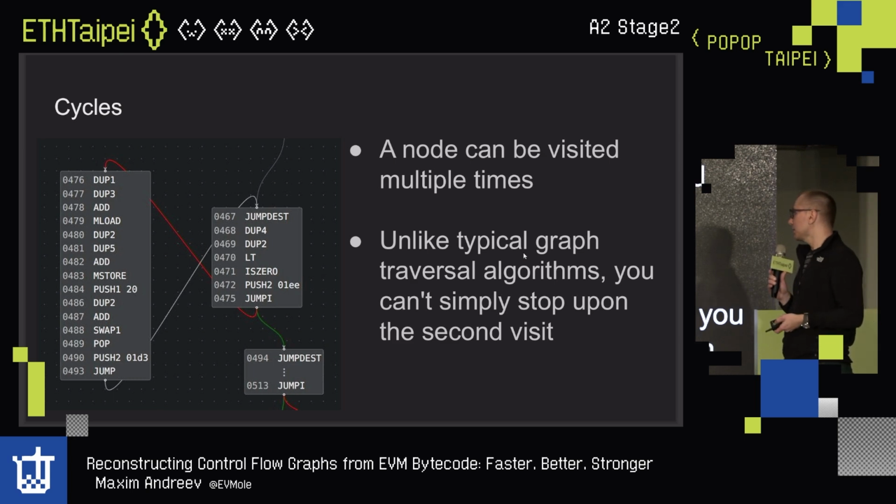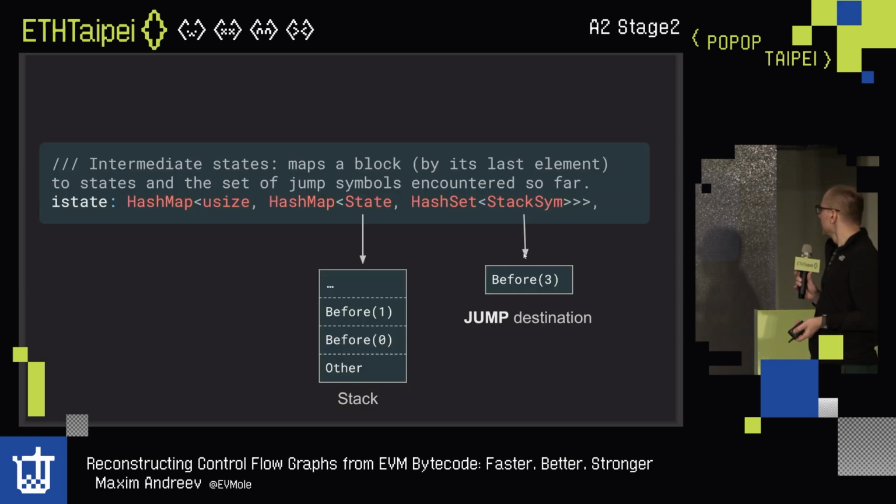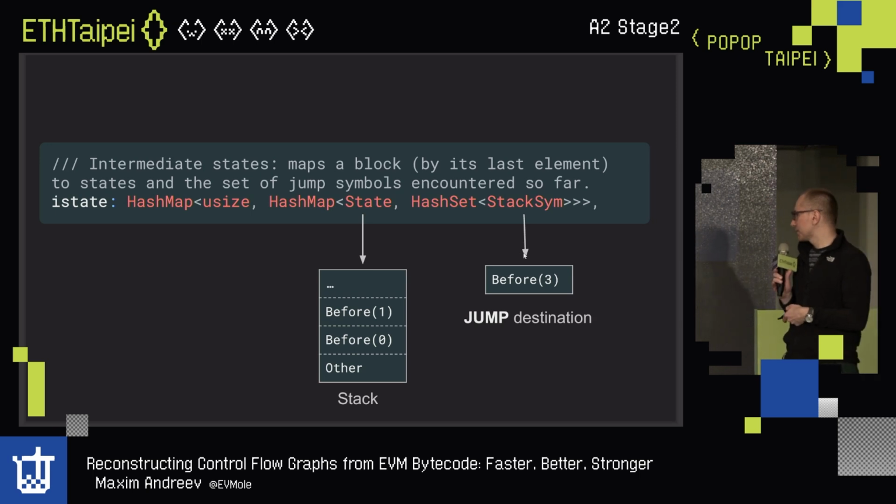But we cannot do it here, because a valid path of execution of the contract can visit each node multiple times. So we cannot use this approach. And here I introduce intermediate states, as I call them. We have a jump destination which we are looking for. We are trying to resolve the jump destination for the current block. We know which jump it is, and we know its parent's collapsed stack.